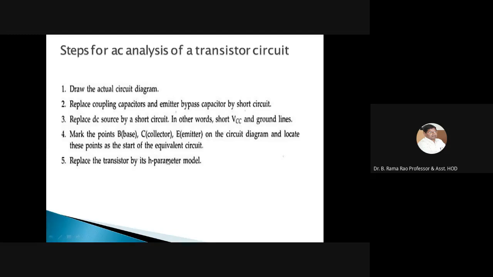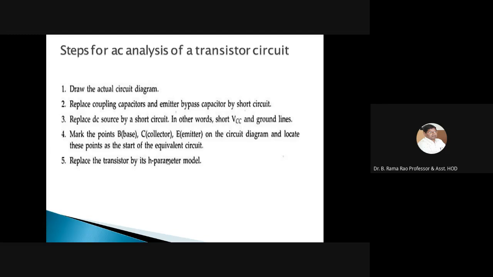Then, if you want to perform the exact analysis, you have to consider all four parameters: HIE, HRE, HFE, and HOE. If you want to perform the approximate analysis, HRE and HOE are negligible. You consider HRE and HOE as negligible so that you can redraw the circuit for the approximation model, and then calculate all the parameters.